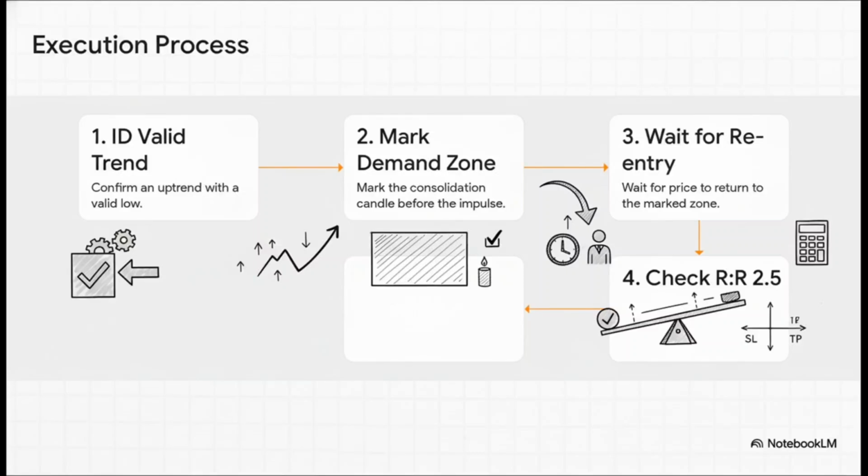Okay, let's walk through it. First, we confirm we're in a valid uptrend. Check. Second, we find that sideways consolidation and we mark our demand zone. Got it. Third, and this is the hard part, we have to be patient and wait for the price to pull back to our zone. Fourth, and you do this before you enter, you do the math. Your stop loss goes just below the zone and your take profit target is the most recent high. Does that give you at least a 2.5 to 1 ratio? If the answer is yes, and only if the answer is yes, then you enter the trade.